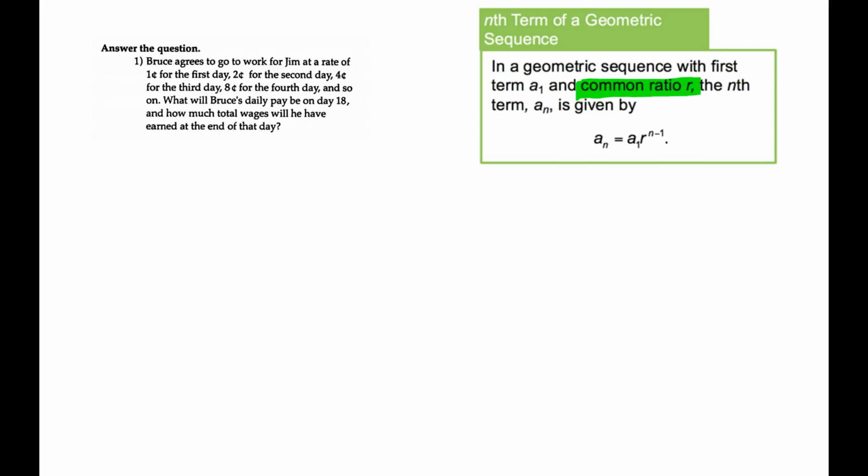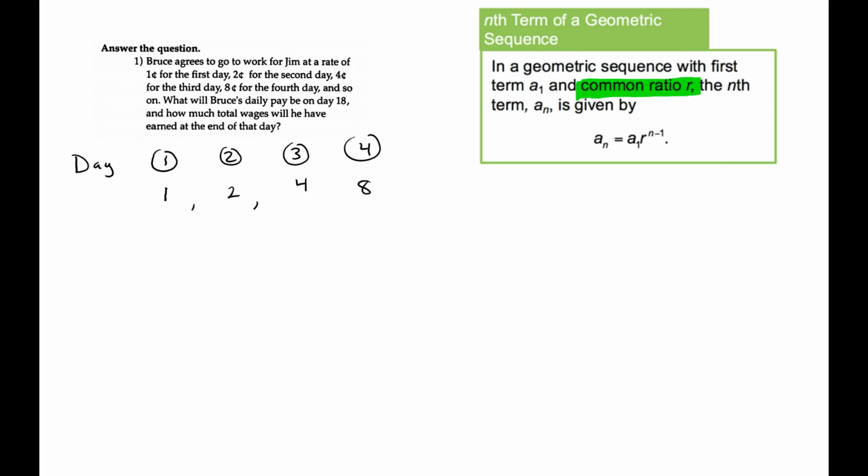Okay, so it says, what will Bruce's daily pay be on day number 18, and how much total wages will he have earned at the end of the day? Okay, so let's think about that one. All right, so let's see. I'm going to write this down. On day number 1, he's going to earn 1 cent. On day number 2, he's going to earn 2 cents. On day number 3, he's going to earn 4 cents. And on day number 4, 8 cents, and so forth and so on.